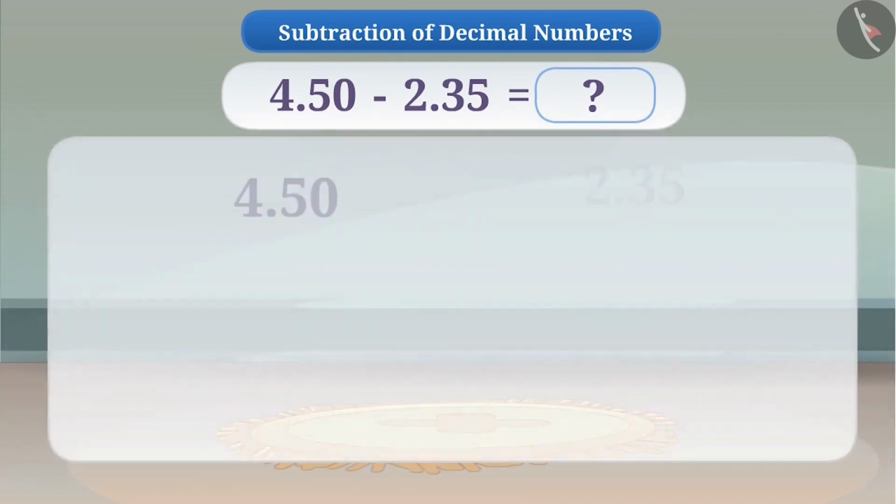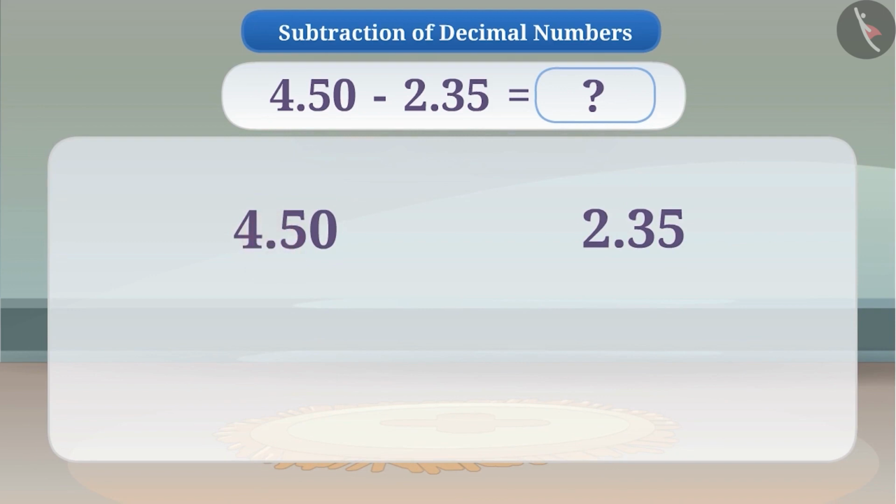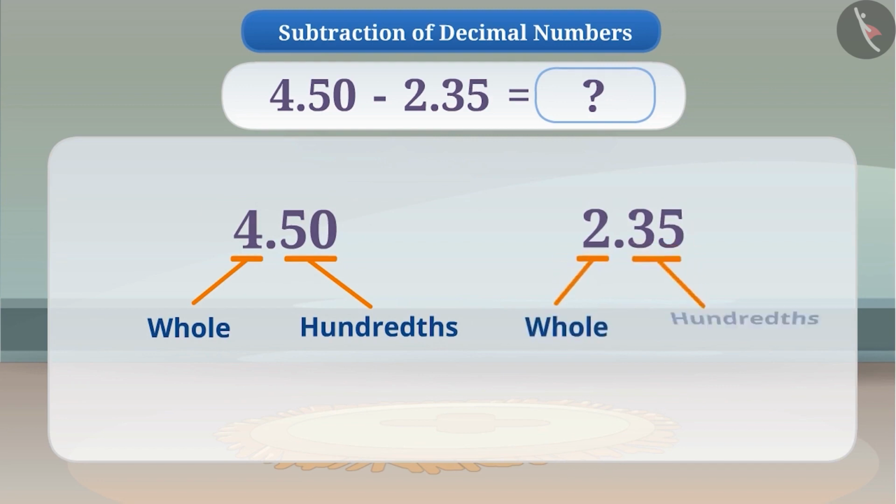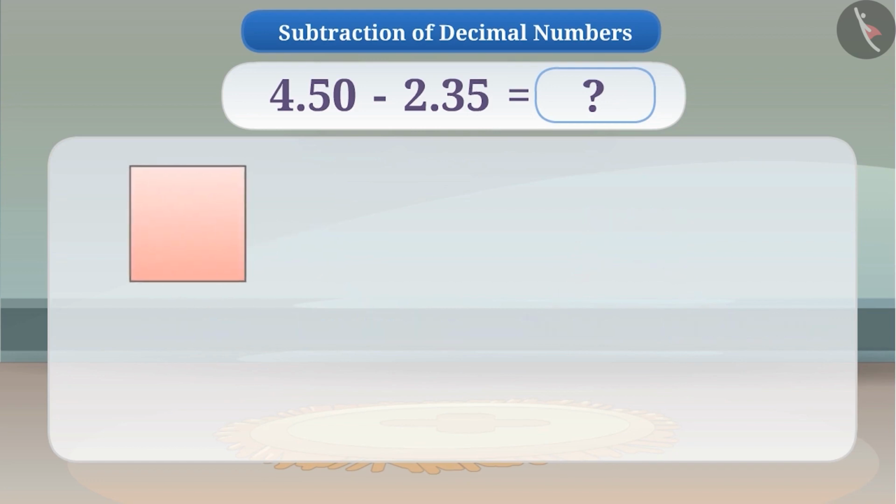So let's solve it. We already know that any decimal number has a whole part to the left side of the decimal point and a part of the whole to the right side of the decimal point. For example, in 4.50, 4 is the whole number and 50 is the hundredths. Similarly, in 2.35, 2 is the whole number and 35 is the hundredths. To subtract these numbers, we will draw a square and consider each square as one whole or one unit.